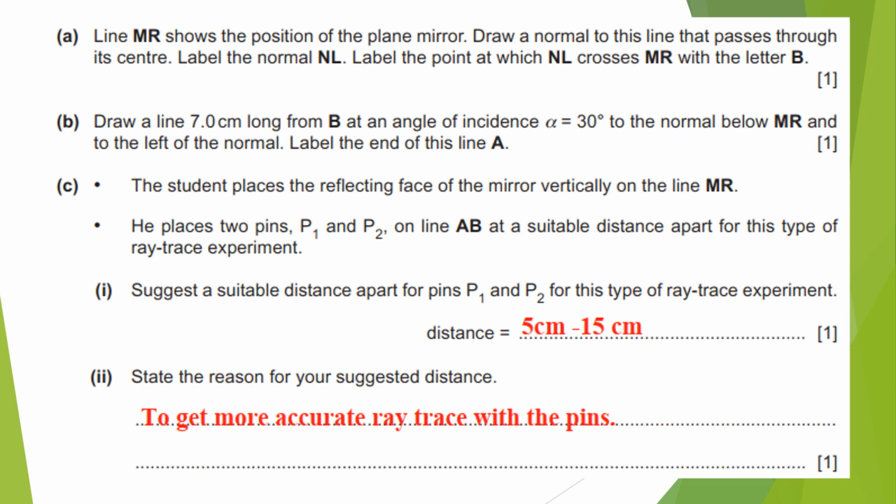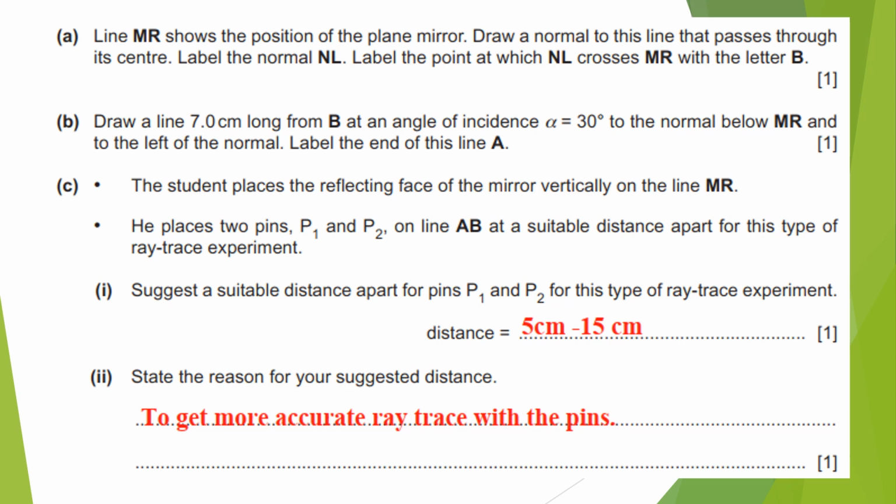From the midpoint, using protractor, we need to draw a normal at an angle of 90 degrees. So perpendicularly we need to draw a normal, that too a dotted line we have to draw, and we need to label it: one end should be labeled as N, the other end should be labeled as L. And where it is crossing line MR, that intersecting point should be labeled as B. So for all these four works, you will get 1 mark.